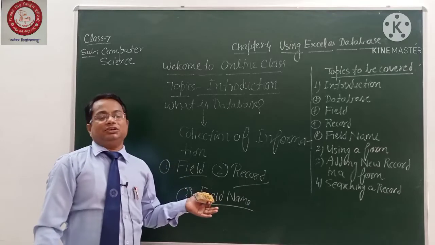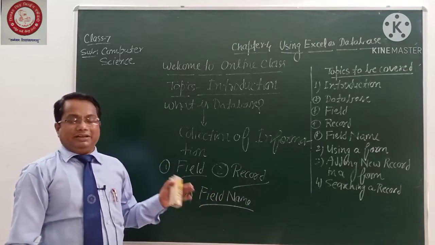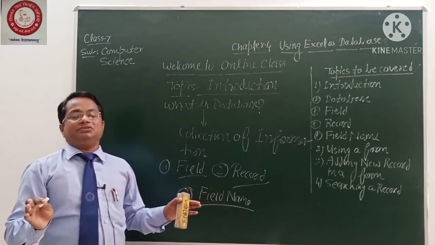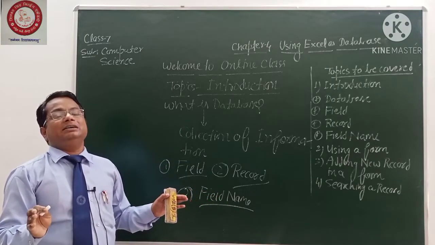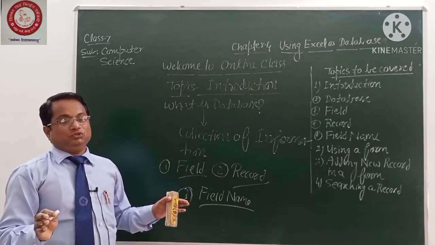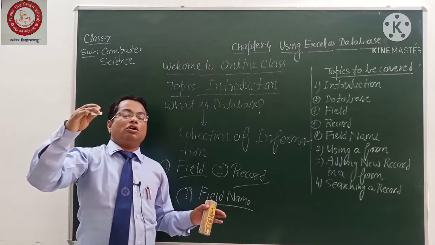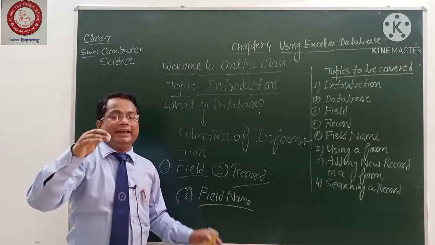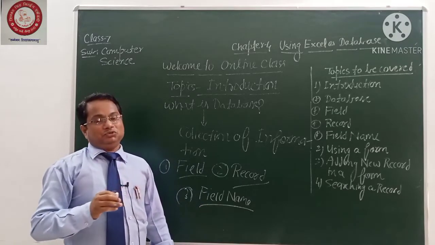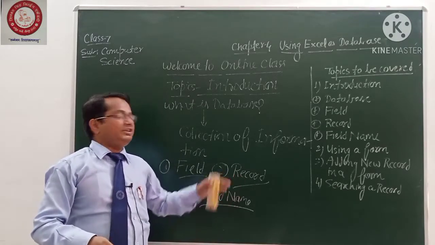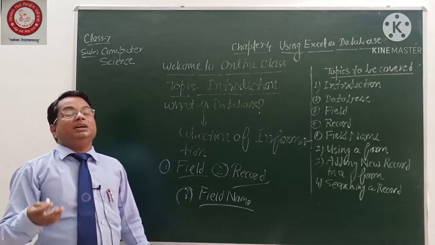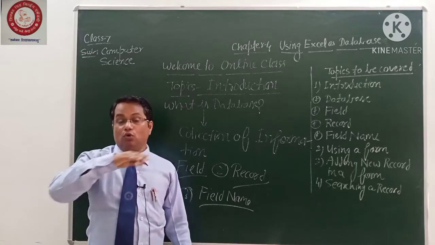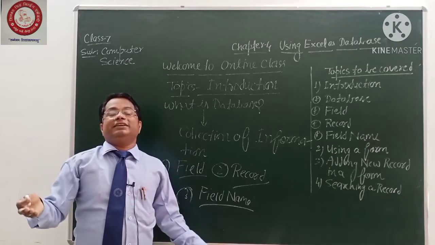A field is nothing but the column. In an Excel sheet, many columns are there, right? And those columns are represented by letters. Okay? So that's the name of the column label, and that column label is known as the field name. In the same way, a record means the information about a particular student in a row. The record is one kind of row.